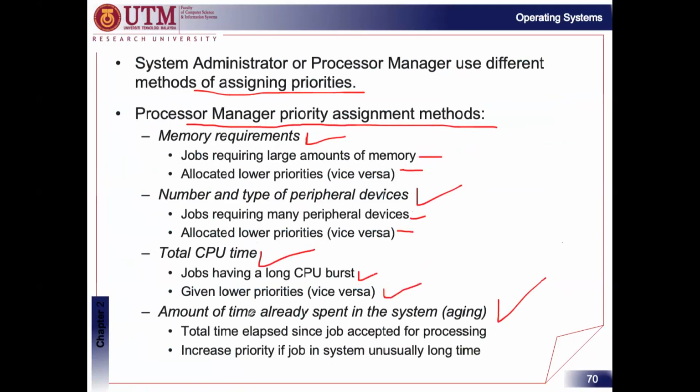And then the amount of time already spent in the system: the total time elapsed since the job was accepted for processing. Priority is increased if the job has been in the system for an unusually long time. All right.